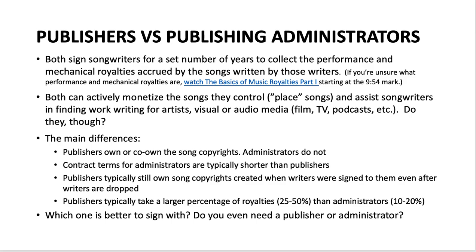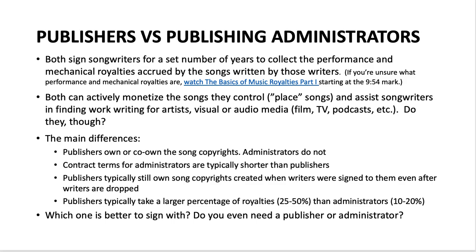With administrators, they're basically going to say, hey, we want to sign you. The first term will be 2 years, let's say. That's pretty typical of a publishing administration deal. And after those 2 years, it will roll into another 2 years unless, before the end of that first 2 year term is up, you notify us in writing that you no longer want us to administer your songs.